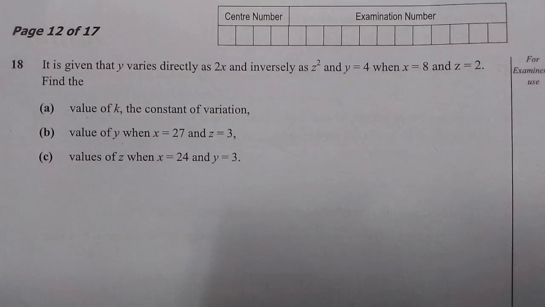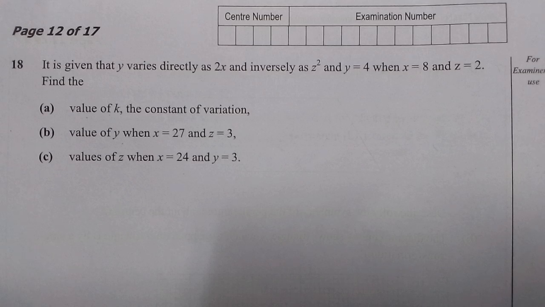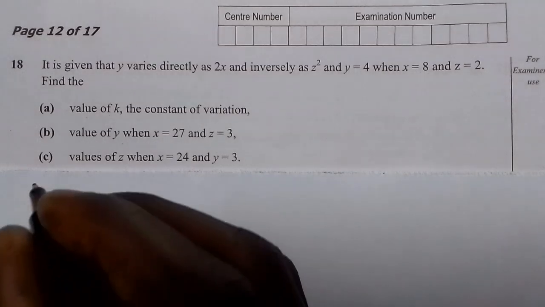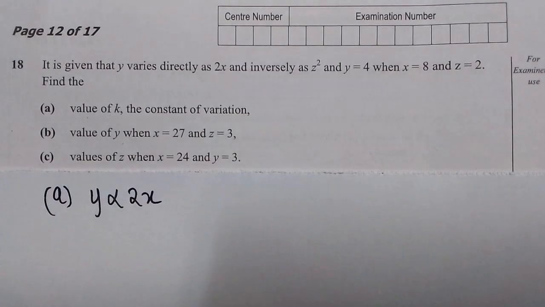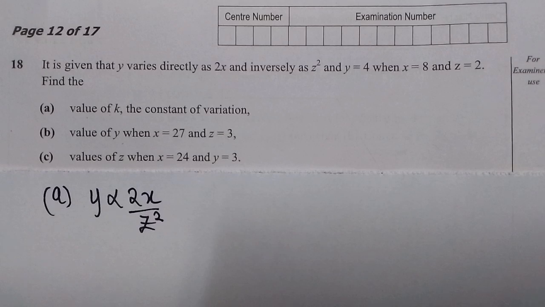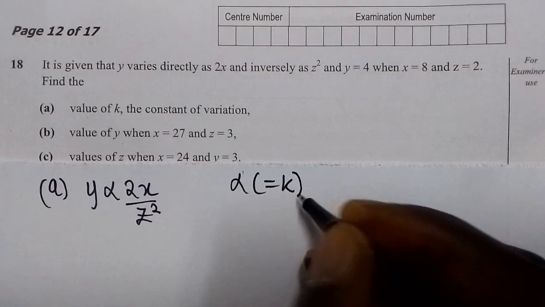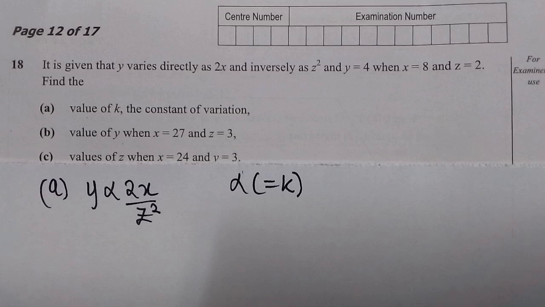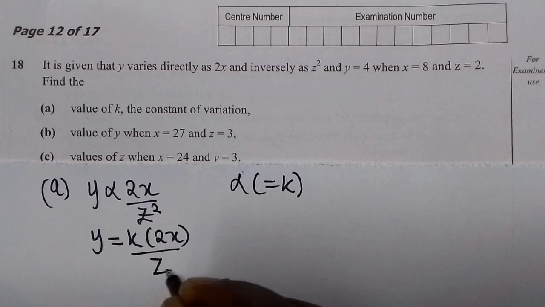So to find the value of k, we just have to find the connection for the variables given: y, x, and z square. Now it is given that y varies directly as 2x and inversely as z square. So for the first part, we write y varies directly as 2x, then inversely as z square, meaning over z square. Then, in place of the variation symbol, we replace it with equal to k, the constant of variation. So this will give us y equals k in brackets 2x over z square.